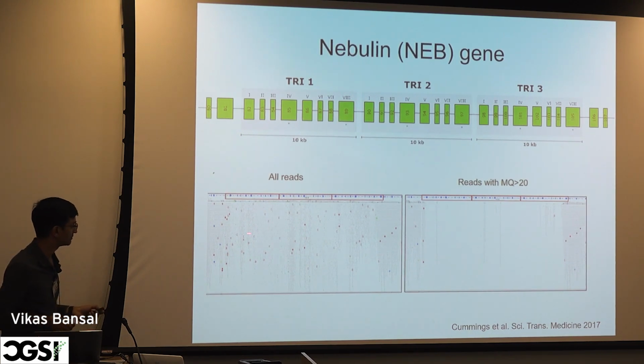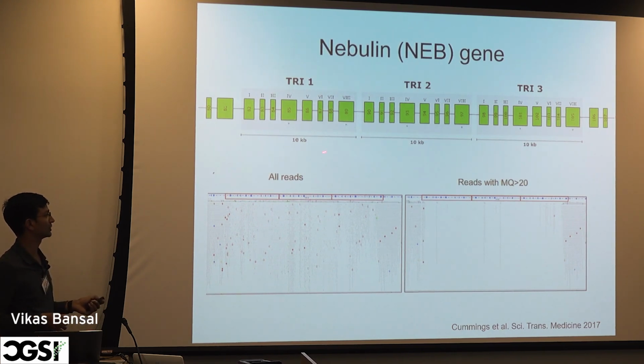So again, the gray bars, which may not be visible, correspond to the aligned reads, and the 3 red boxes correspond to the 3 different copies of this triplicated region. And on the right hand side is the same IGV plot, but only the reads with high mapping quality, or reads that can be mapped with high confidence, are shown.